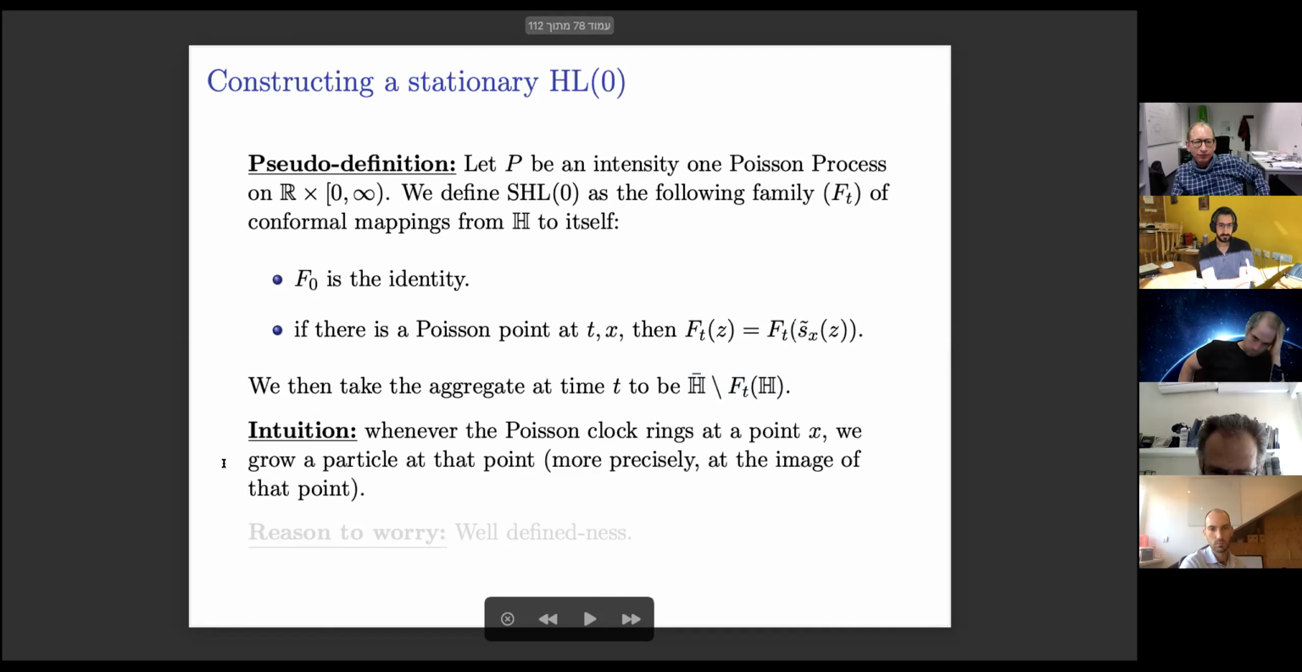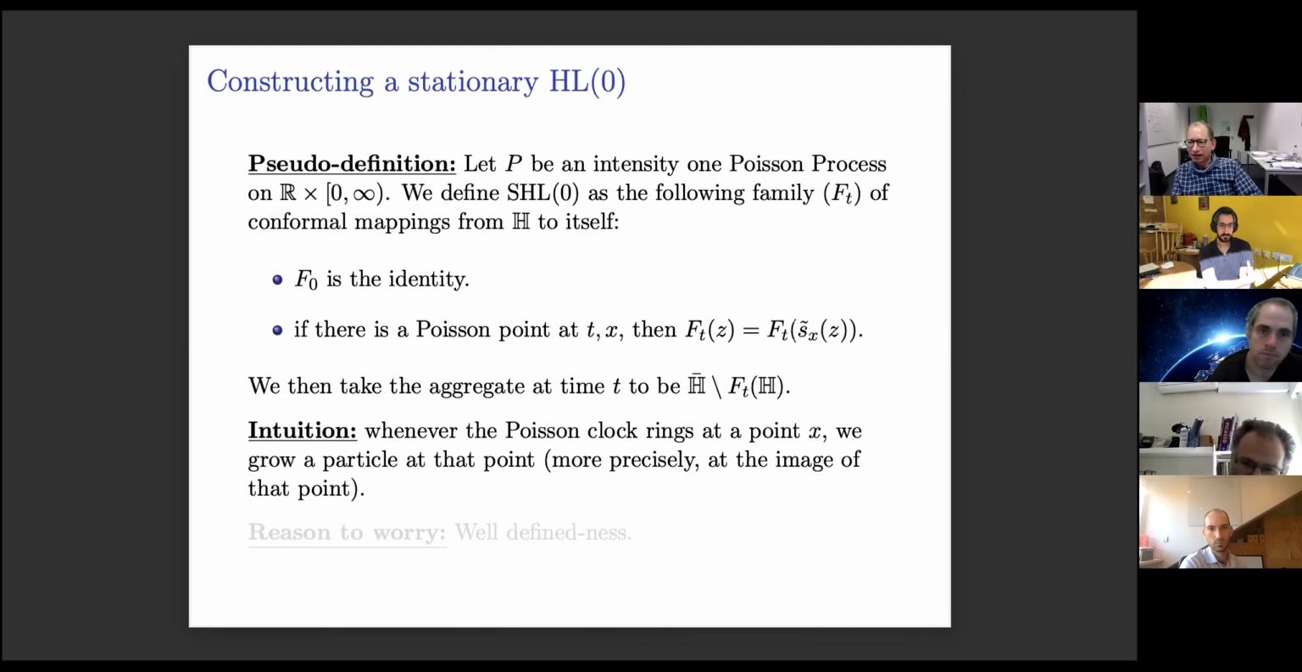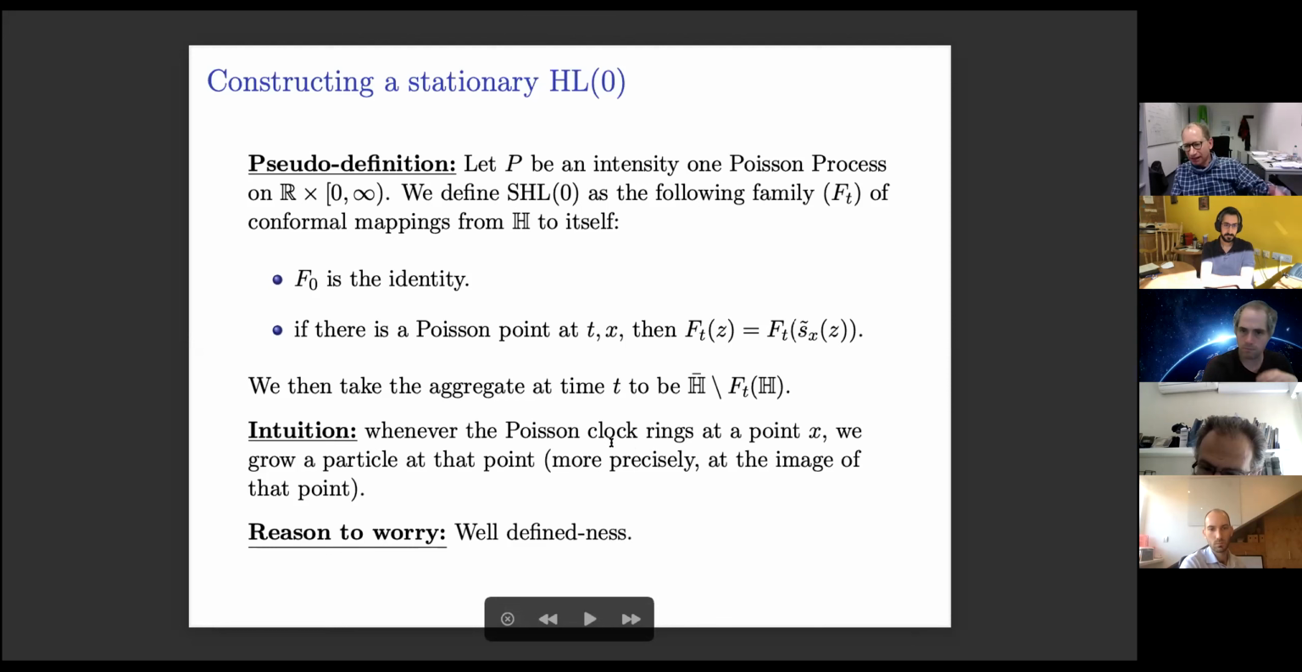So what's the intuition behind this definition? Whenever the Poisson clock rings at the point x, we grow a particle at that point, or more precisely, at the image of that point by the function until now. Okay, so that's how I want to define it. And since we work with the Poisson clock, and the set of arrival times is dense, the well-definedness is an issue. So we should worry about how to actually define it.